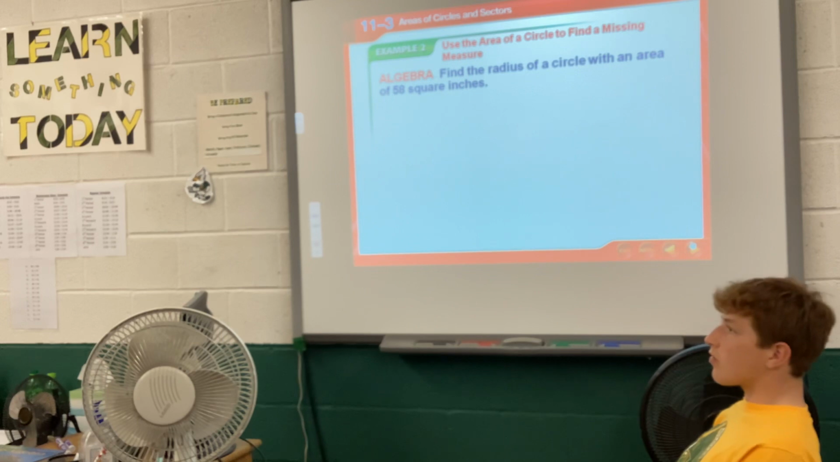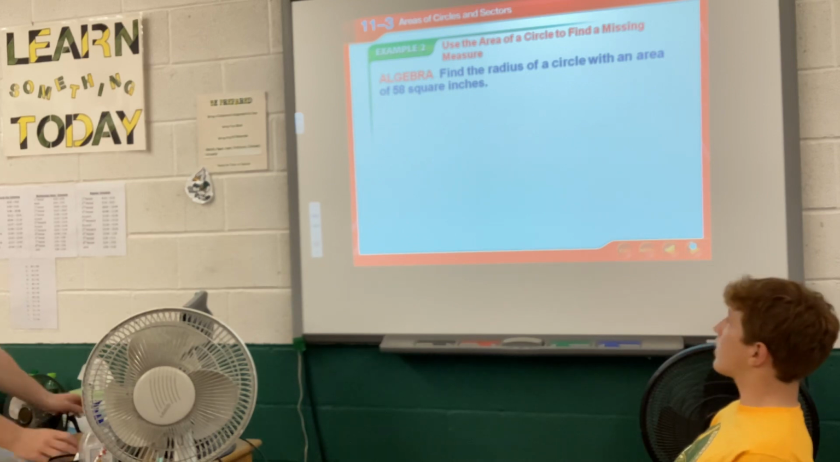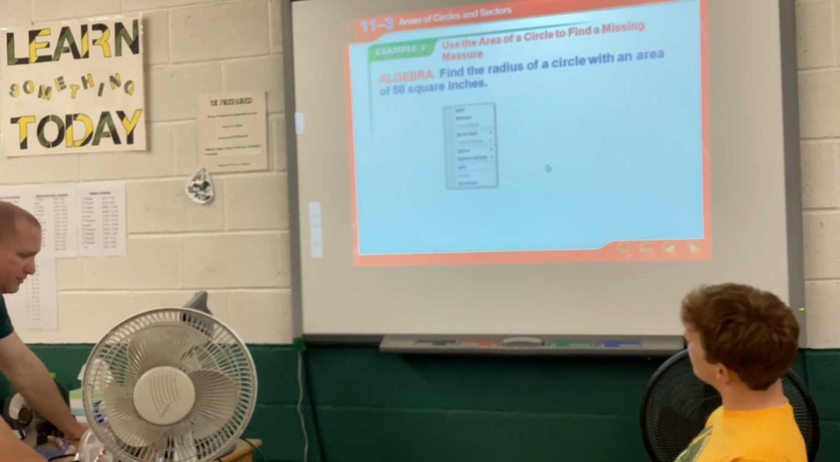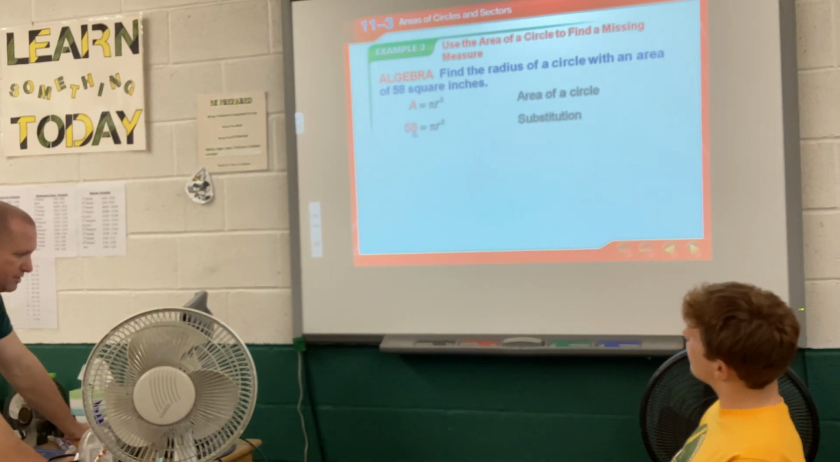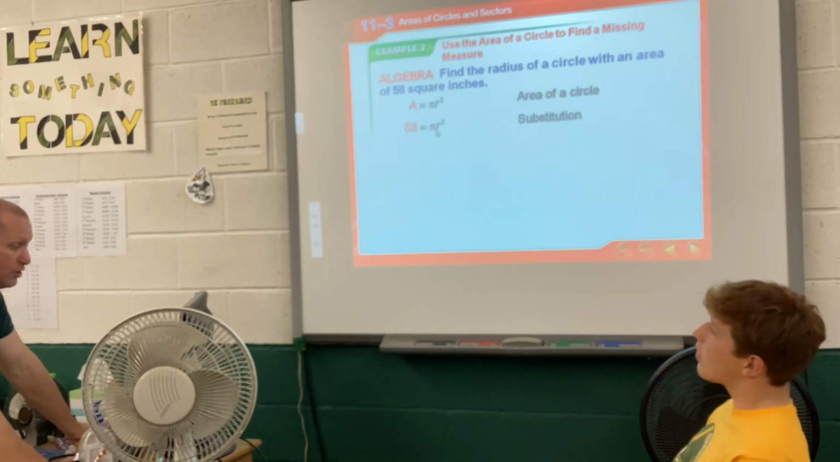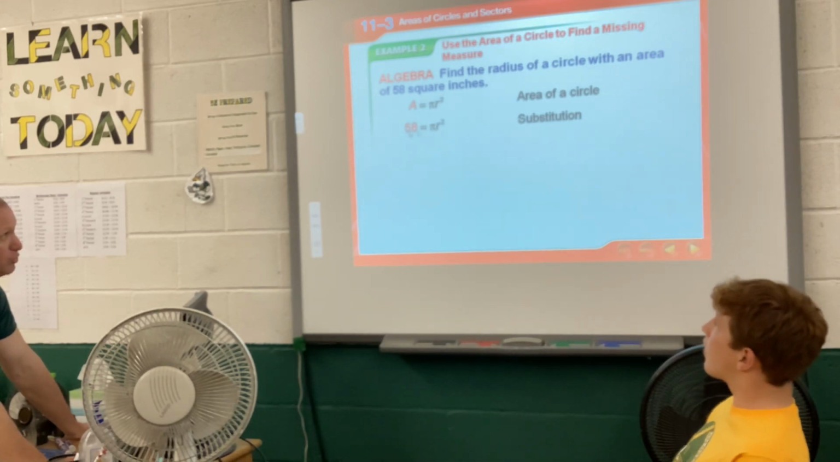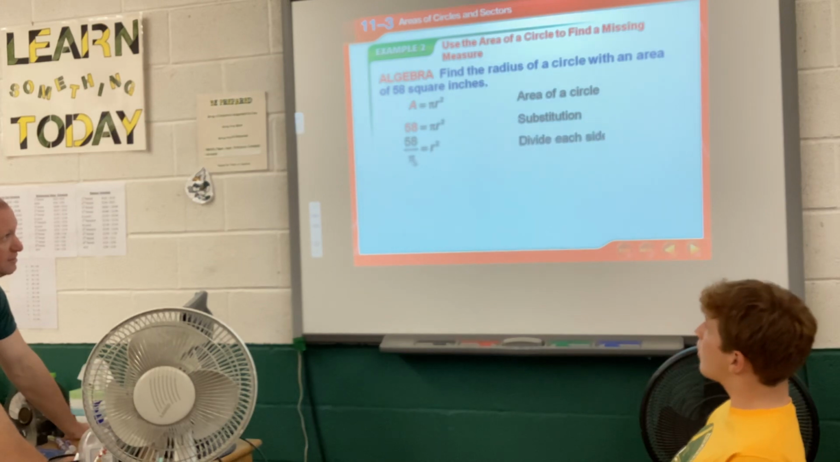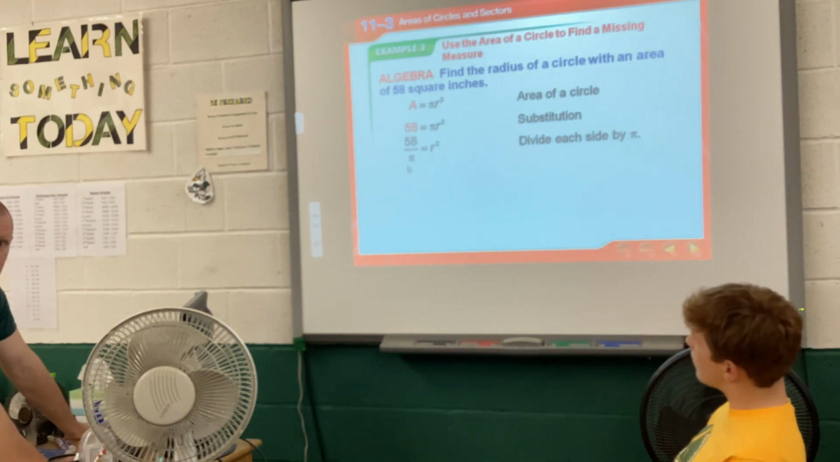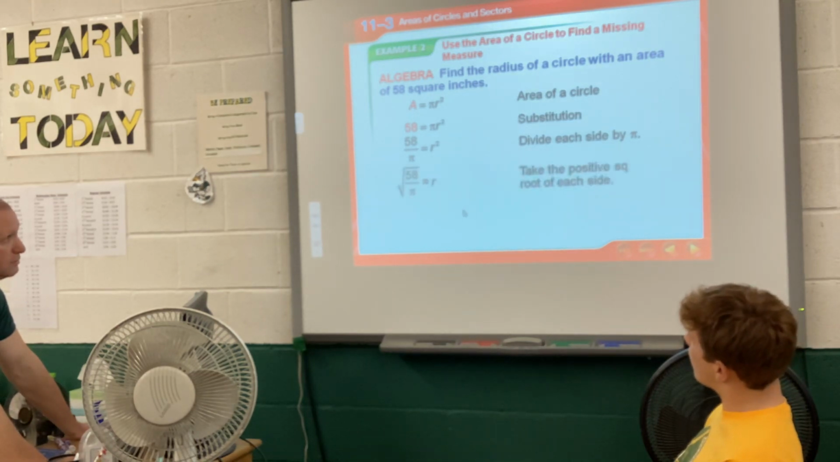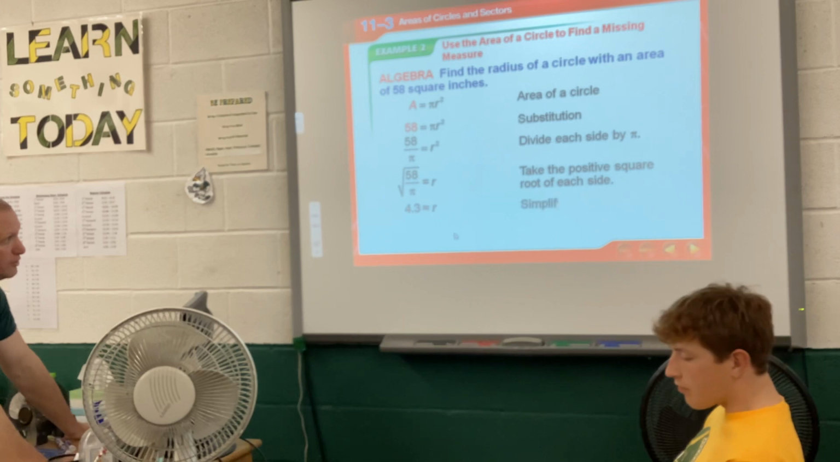Do not round until the very, very end, right? So again, we're going to set up this formula right here. There's my formula that I'm going to use, and I'm going to start plugging things in. Well, I already know what pi is, and I know what 58 is. So I'm going to divide both sides by pi, and then I'm going to take the square root of that grand total. It's 4.3-ish. Approximate.